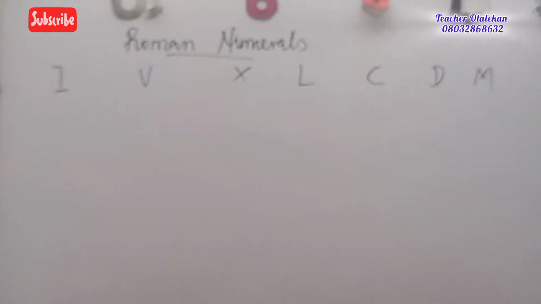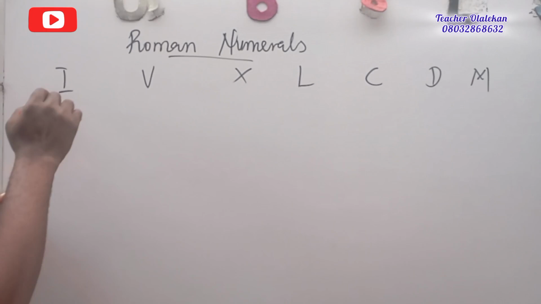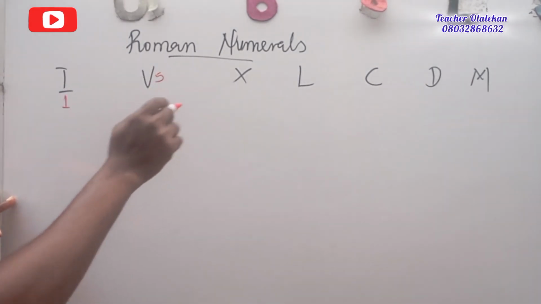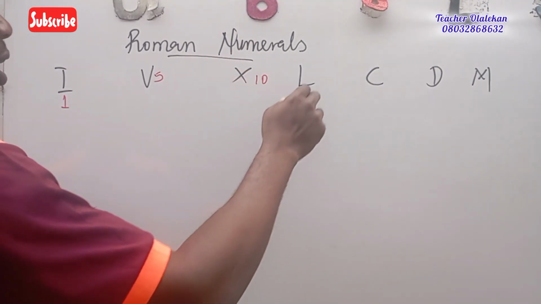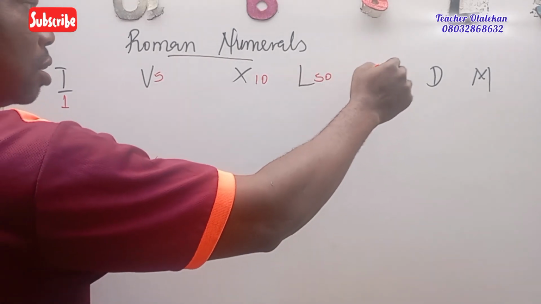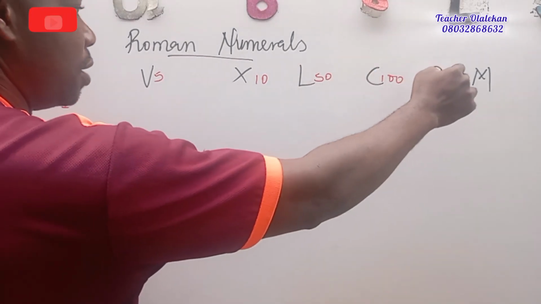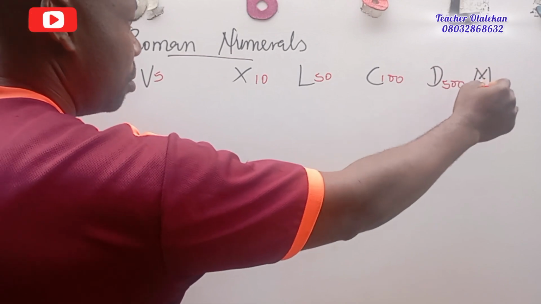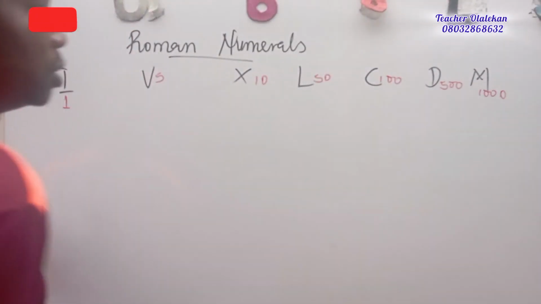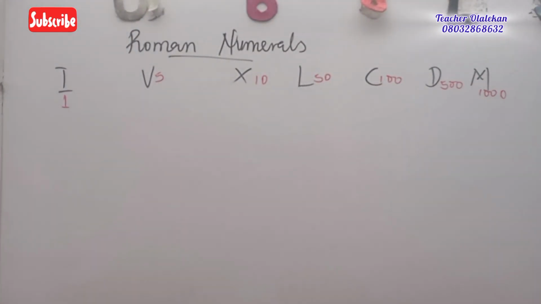So now let's have them. This I is 1, V is 5, X is 10, L is 50, C is 100, D is 500, and our M is 1000. So how are figures combined together in Roman numeral?